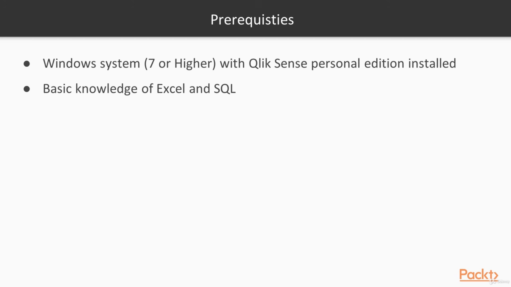A couple of prerequisites. First thing, you need to have a Windows system 7 or higher so that you can install ClickSense Personal Edition. Also, a basic knowledge of Excel and SQL will go a long way to understand ClickSense quickly, because a lot of the formulas and terms that we use are heavily used in Excel and SQL. With that, you will have all the sufficient prerequisites that are required to start learning ClickSense dashboard development.